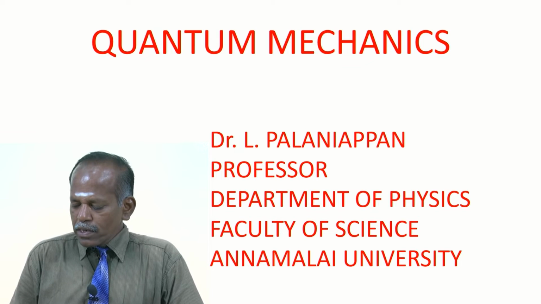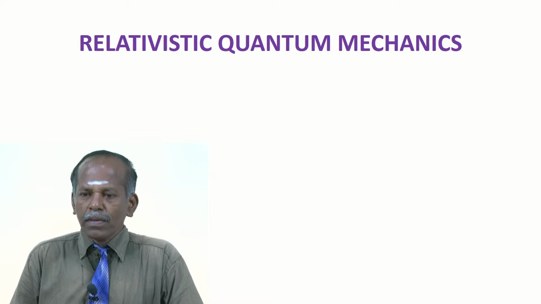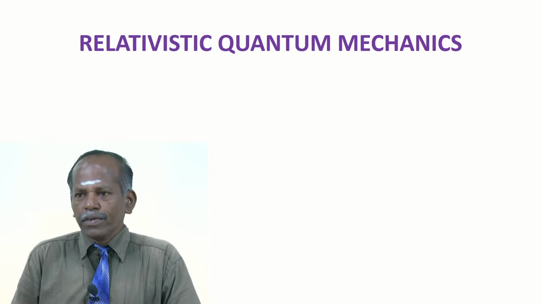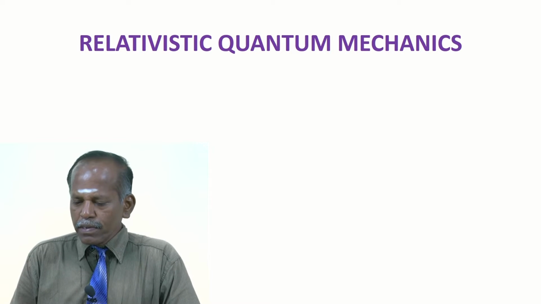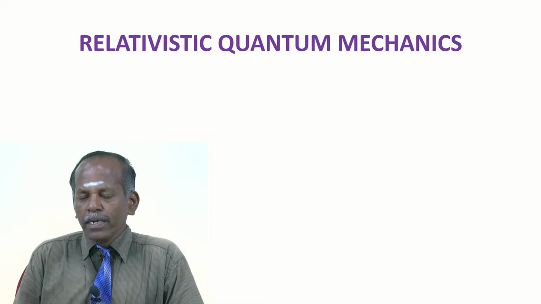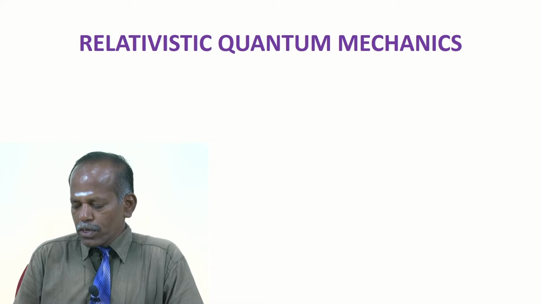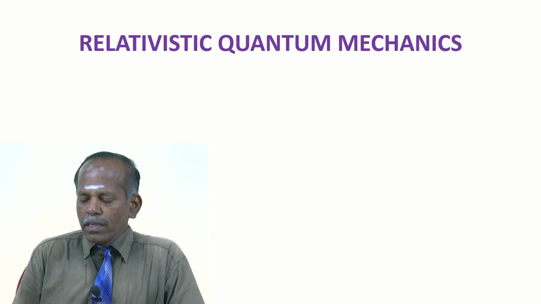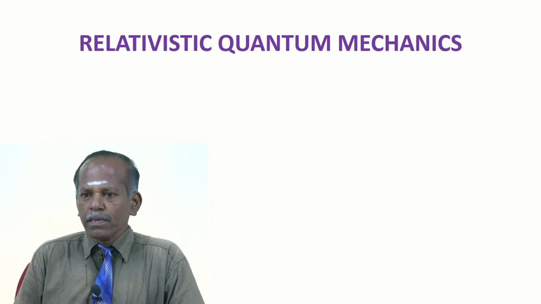In my previous session also we have seen relativistic quantum mechanics. This session is also relativistic quantum mechanics, but the difference is now we are moving to the second equation, the Klein-Gordon equation or KG equation. There are three different equations in relativistic quantum mechanics.